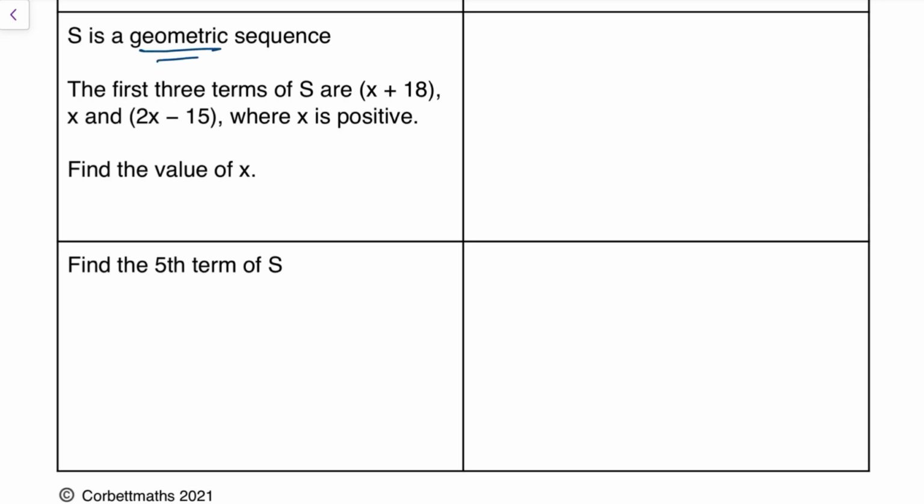Next question. So this tells us that S is a geometric sequence. Now, because it tells us this, that means that we know that the second term divided by the first term is the same as the third term divided by the second term, etc., etc. They have a common ratio to get from one term to the next and one term to the next. And it gives us 3 terms. So in other words, it must be the case that (2x - 15) divided by, what's the second term, x, that must be equal to x divided by (x + 18).